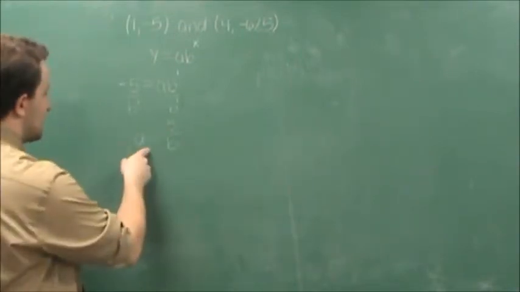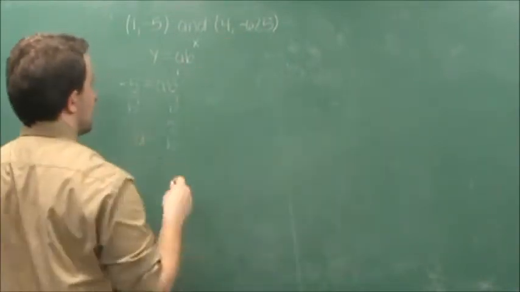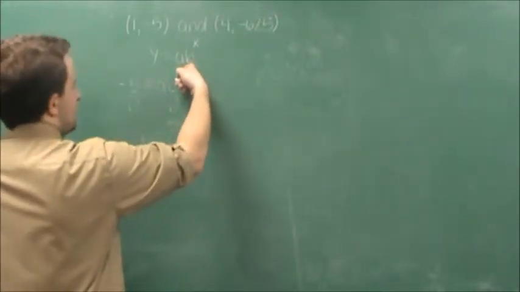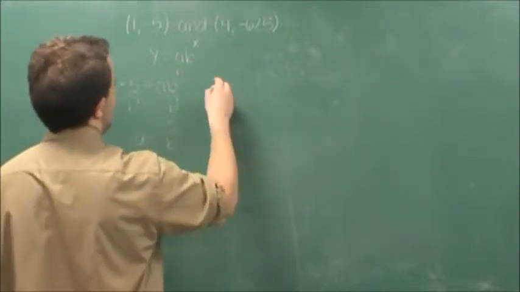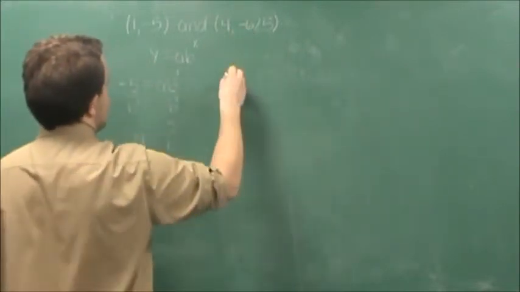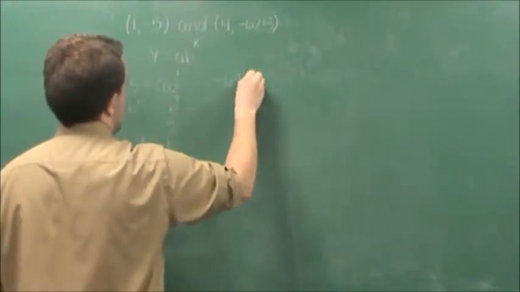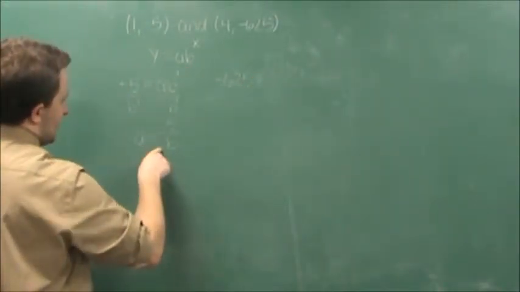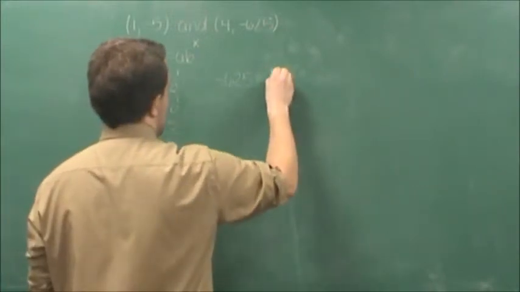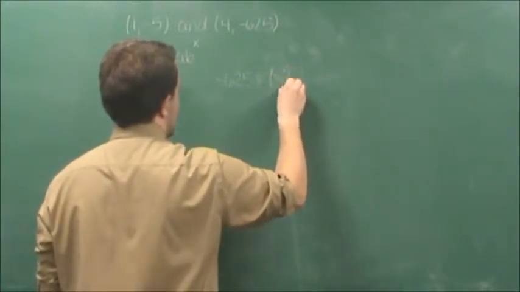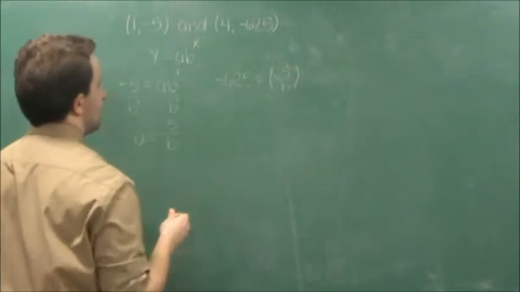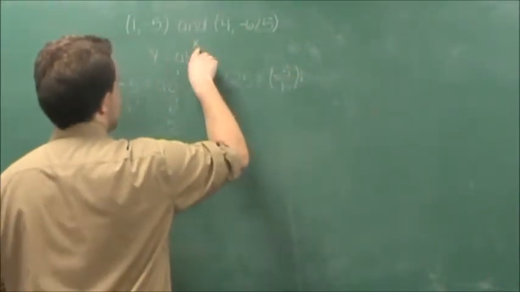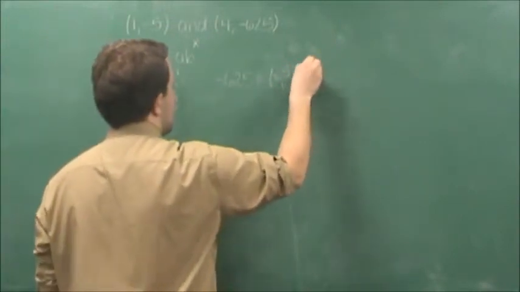Second step, we have this a value, and then we have this other point here, (4, -625). I'm going to use the general formula, just make substitutions as needed. So wherever there's a y, I'm going to replace it with -625. Wherever I see an a, I'm going to replace it with -5 over b. And then there's our b term. And wherever I see an x, I'm going to replace it with a 4.